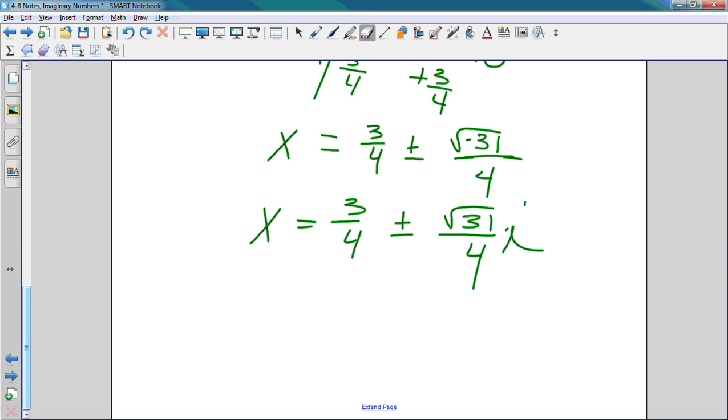Any questions? Yeah, tons. We don't have time. Wait, we don't have to actually solve it after that? That is solved. You have two answers. Those are x-intercepts. X is solved. You have 3/4 plus the square root of 31 over 4 i and 3/4 minus that. That actually is a number. You can plug that in your calculator.